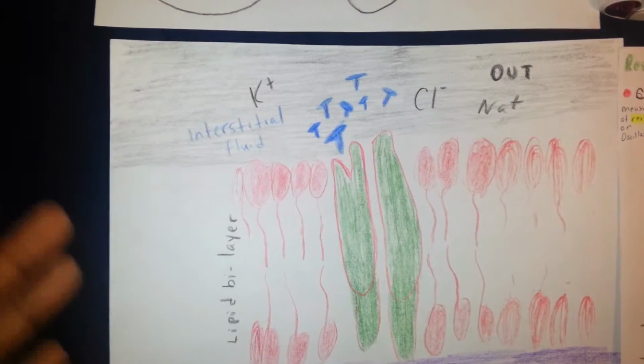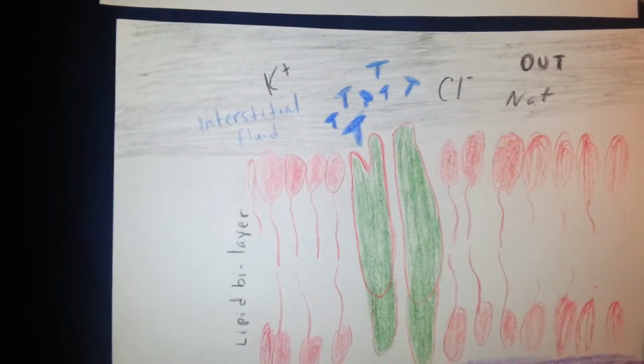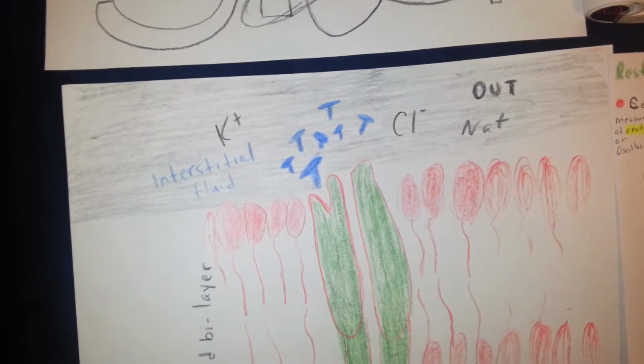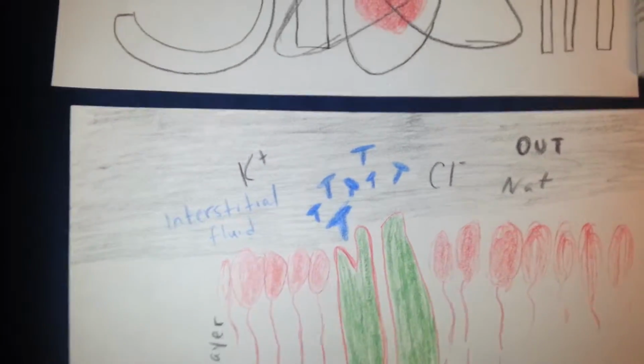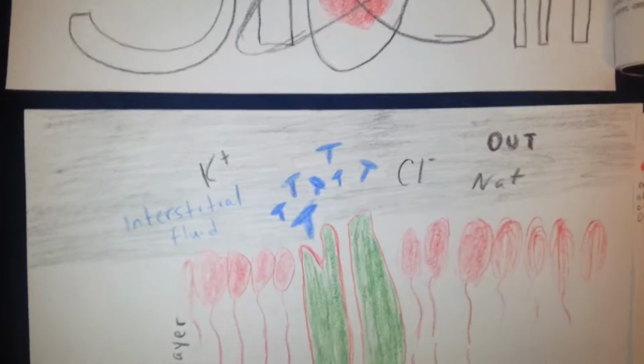The outside of the cell contains the interstitial fluid, which the neurotransmitters are passing through, and it also contains potassium and sodium. And the interstitial fluid is what I have up here in gray, which is on the outside of the cell, at the top of this paper.